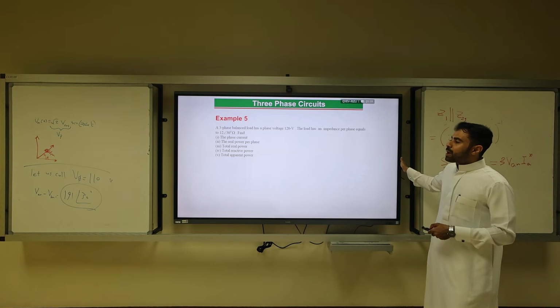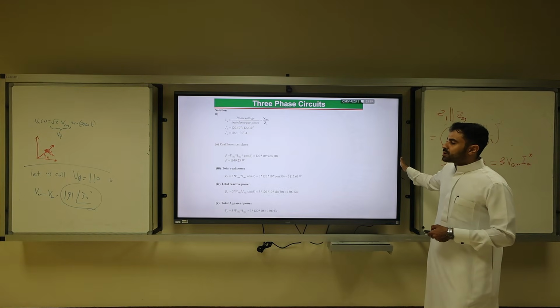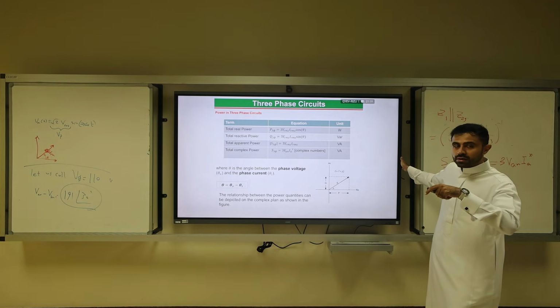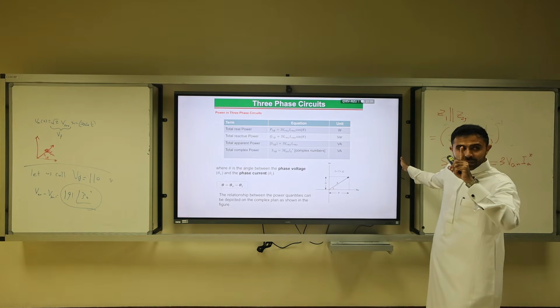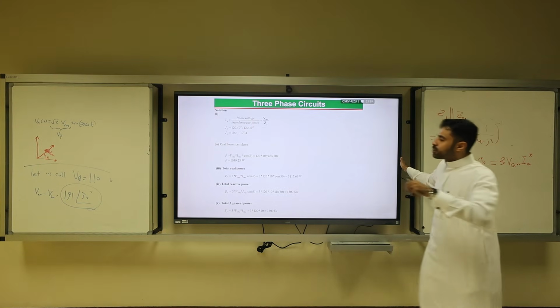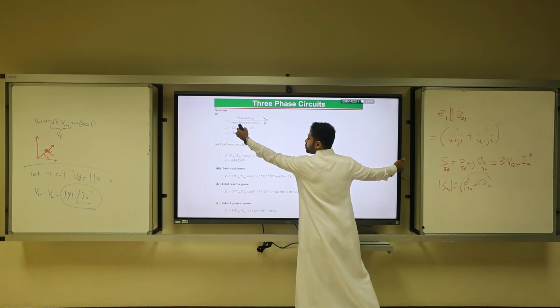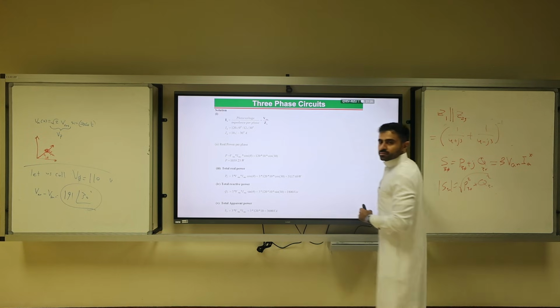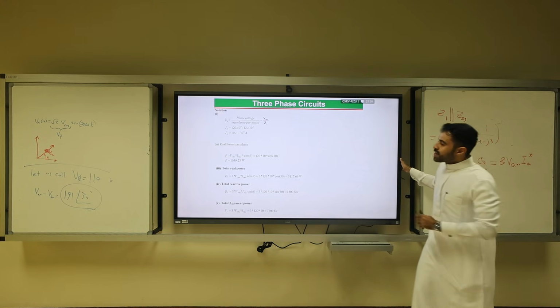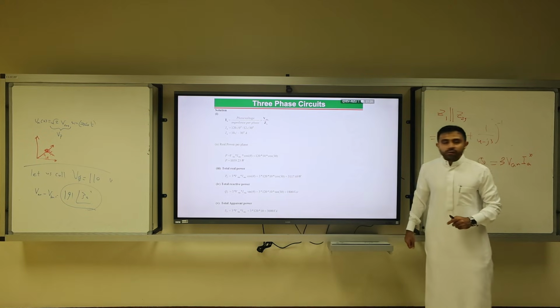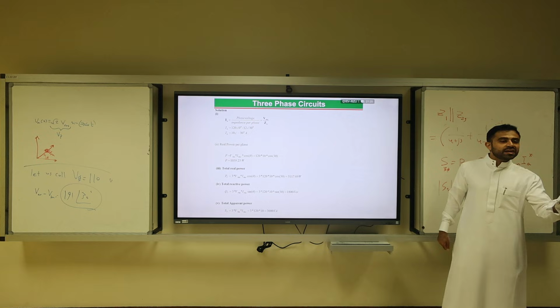What is the real power per phase? Real power per only one phase, you don't multiply by 3. These equations are for how many phases? 3. So for one phase, you don't multiply by 3. Here we use the equation V_RMS I_RMS cosine theta. What is theta? The angle of the voltage, which is 0, minus the angle of the current, so 0 minus 30. That's how to get the real power. What's the real power? 1040 watts.